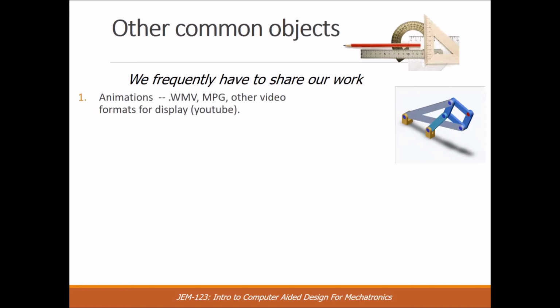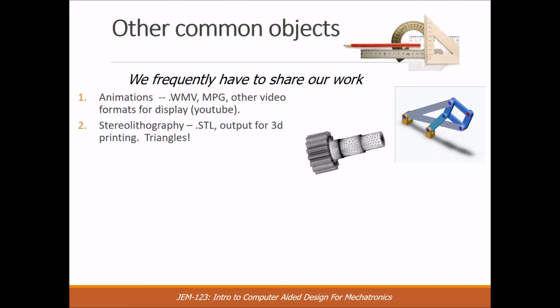So when we're sharing with other people, we might share the native SolidWorks files, but more often we're dealing with others who don't have SolidWorks or don't even want the SolidWorks files. We may give them an animation as shown here. We may create an STL file, or stereolithography file, that can be directly 3D printed. By the way, the STL file, if you look closely at this, is composed of many, many interconnected triangles that, when averaged, form the shape of the part that you're making.